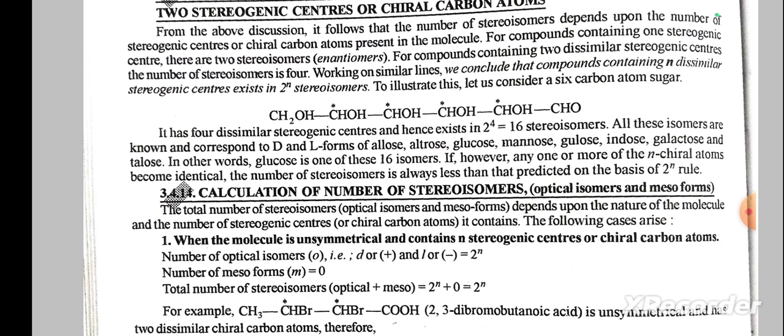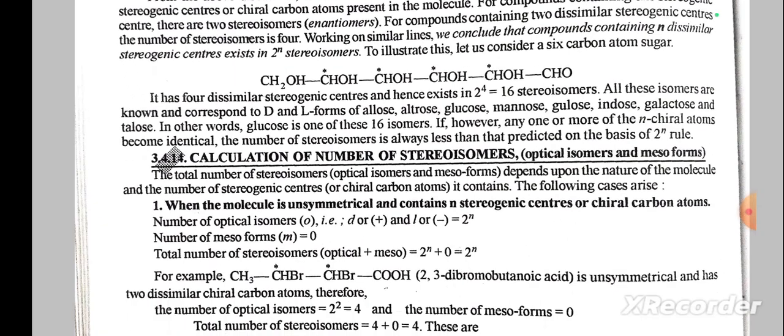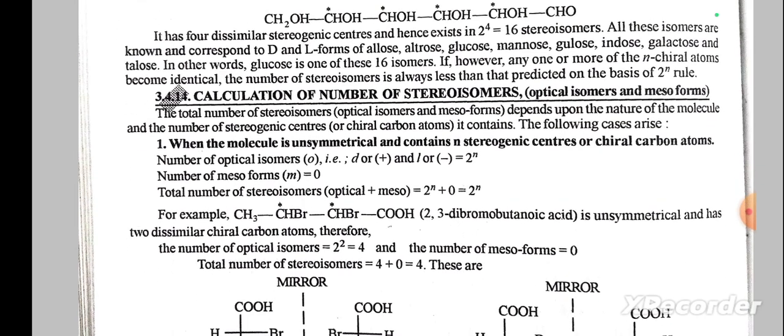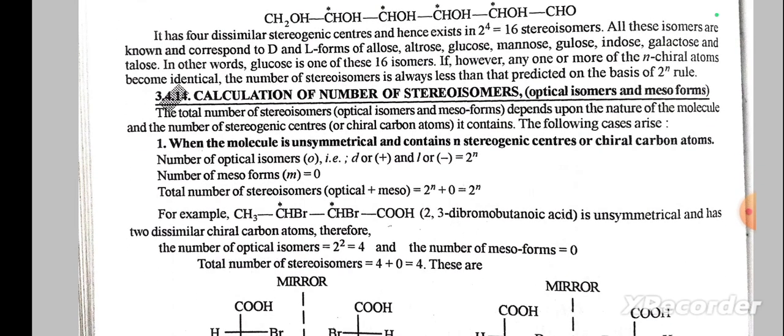It has four similar stereogenic centers and hence exhibits 2^4 = 16 stereoisomers. All these isomers are known as aldohexoses, corresponding to the D and L forms of allose, altrose, glucose, mannose, gulose, idose, galactose, and talose. In other words, glucose is one of these 16 isomers. If, however, one or more stereogenic atoms become identical, the number of stereoisomers is always less than that predicted on the basis of the 2^n rule.